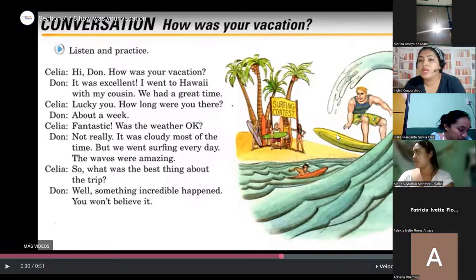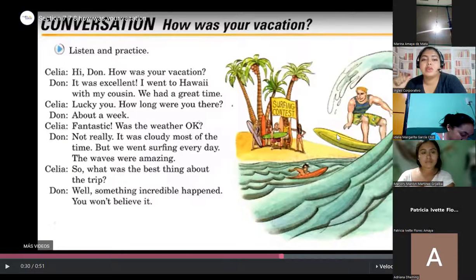The waves were amazing. No realmente. Estuvo nublado la mayoría del tiempo, pero fuimos a surfear todos los días. Las olas estuvieron increíbles. So, what was the best thing about the trip? ¿Qué fue lo más bueno que sucedió en el viaje? What was the best thing about the trip?